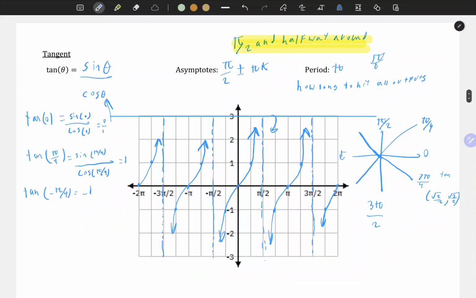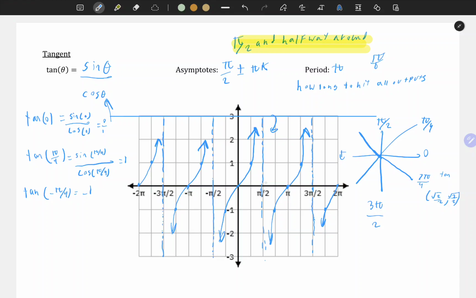Tangent. Tangent kind of looks like a cubic function. It has three distinct points: the first one is 0, and then we have pi over 4 and 1, and then we have the inverse of that, which is negative pi over 4 and negative 1. Alright, let's start by looking at its key features.